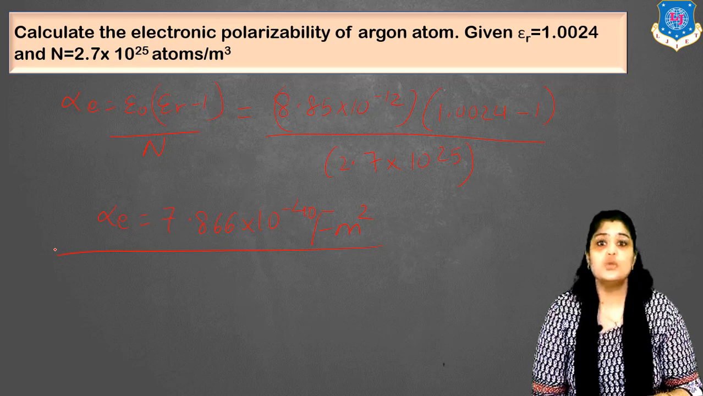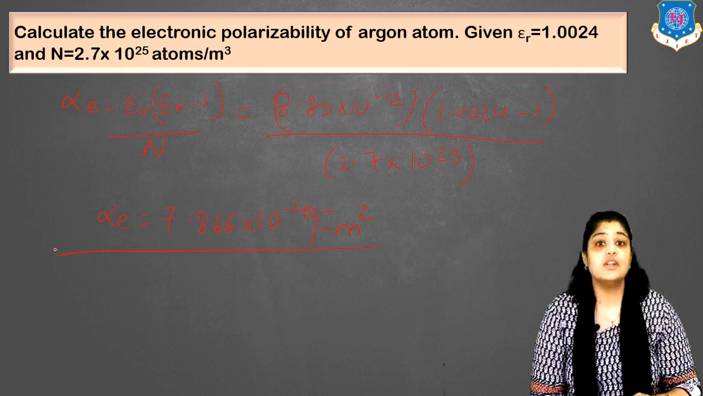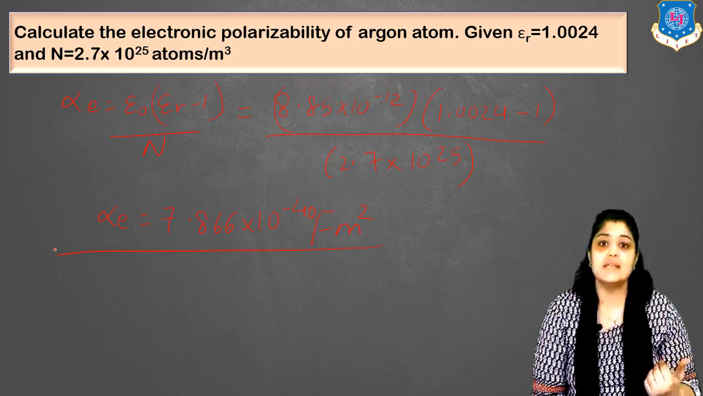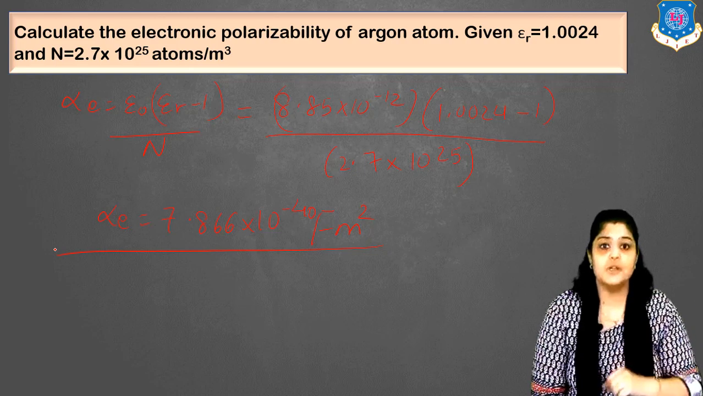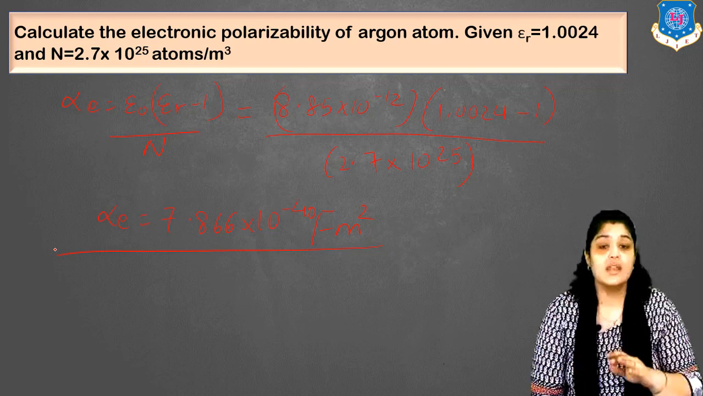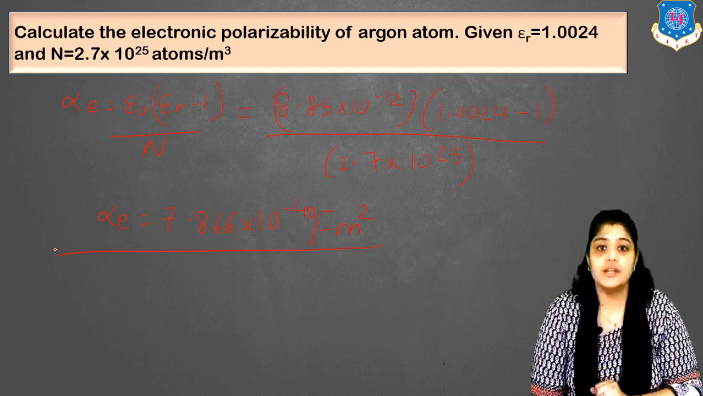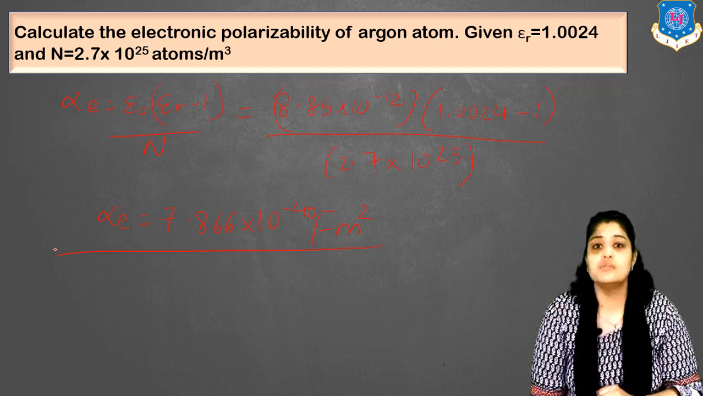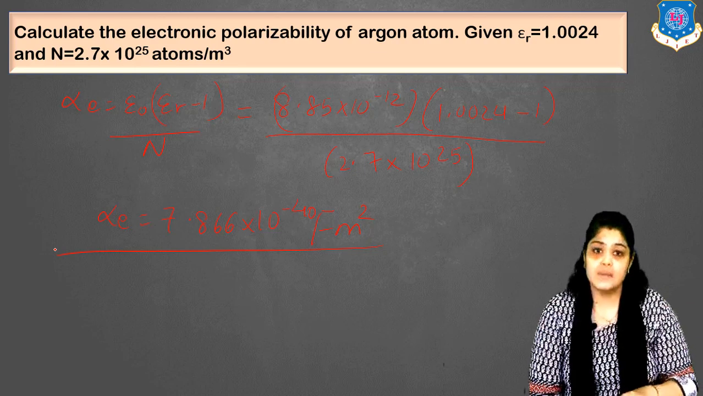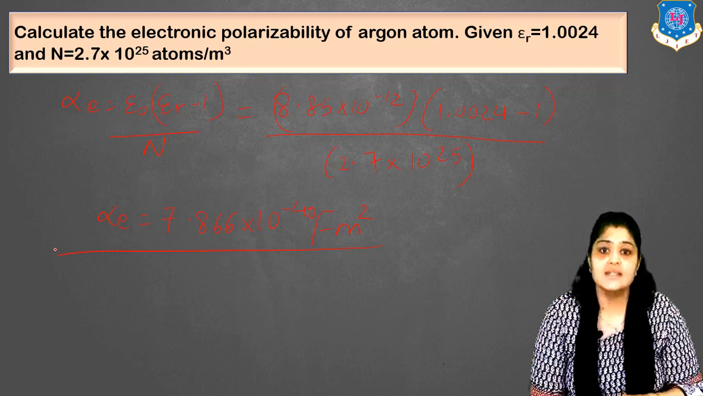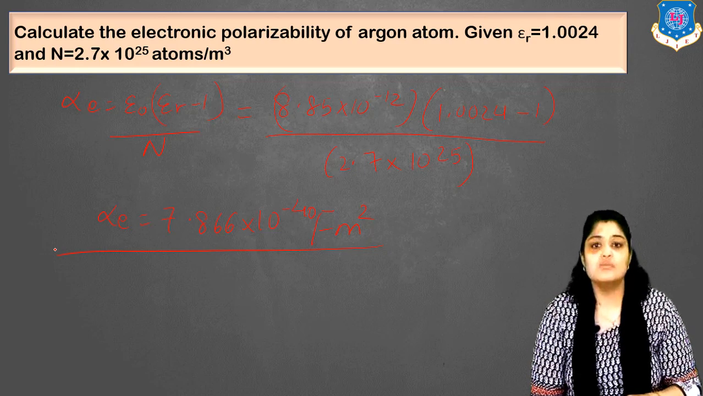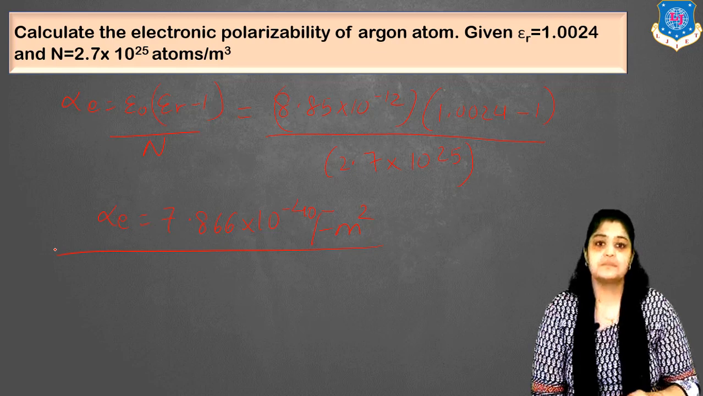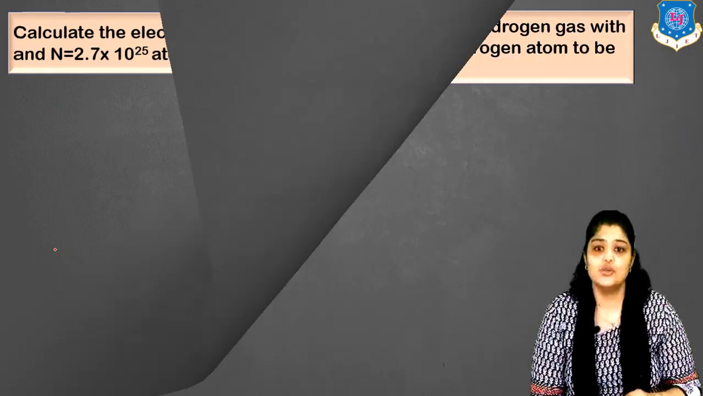So in this question, you were not given the radius. So we had to use the relation between polarizability and relative permittivity. Also, you were not given the value of absolute permittivity. So such values you need to remember. The value of epsilon 0, which I have taken as 8.85 into 10 raised to minus 12. Clear? Let's see the third numerical now.